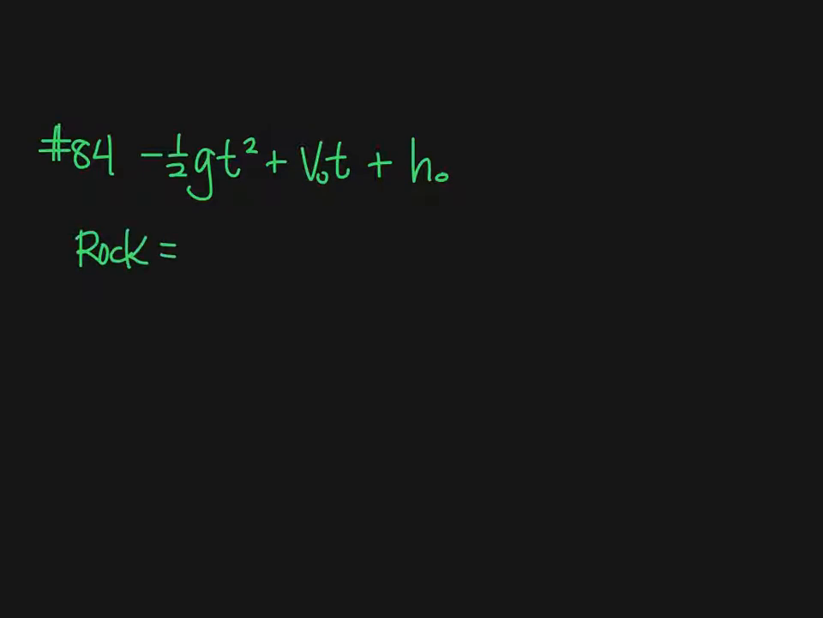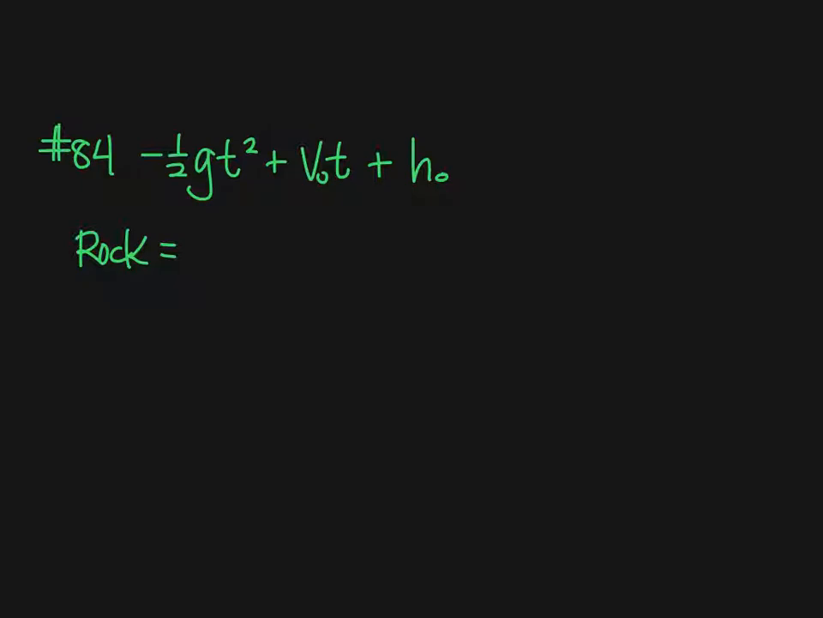For number 84, you're going to use negative 1/2 gravity times t squared plus velocity times t plus the height. All right, did you start with that? Yep. Okay, so tell me about, you plugged in all of your things. Tell me what you got for your equation. And what would you use for gravity? And what would you use for velocity? And what would you use for height here?